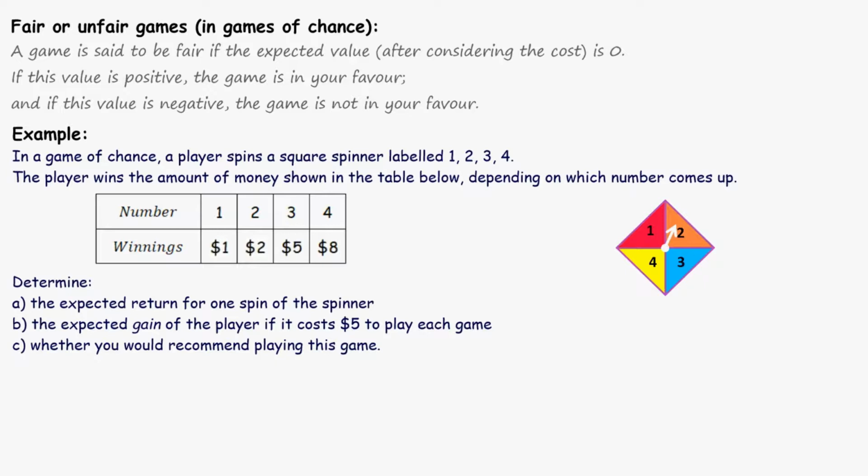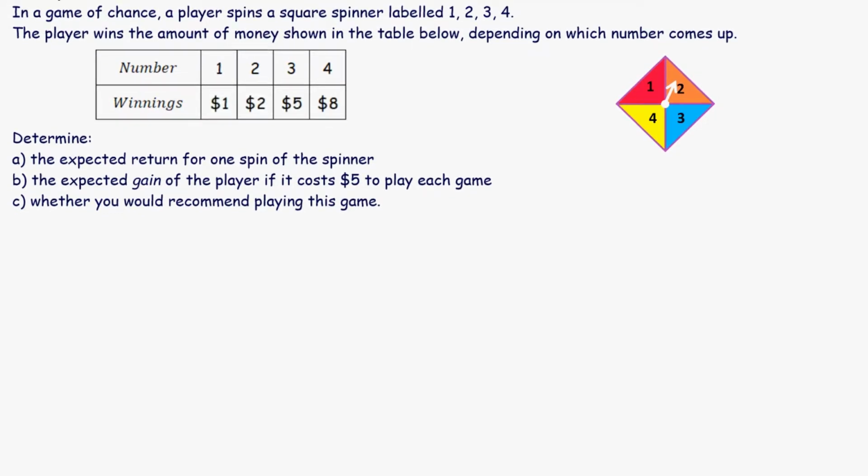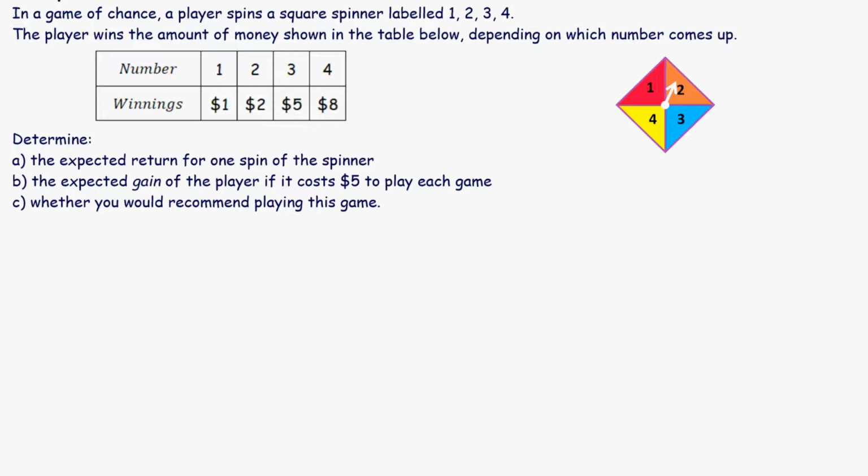So the first example here is in a game of chance, a player spins a square spinner labeled 1, 2, 3, and 4. The player wins the amount of money shown in the table below, depending on which number comes up. The first question is to determine the expected return for one spin of the spinner. Obviously, if you look at this table, we don't have the probabilities. So the first thing we need to do is prepare the probability distribution table.